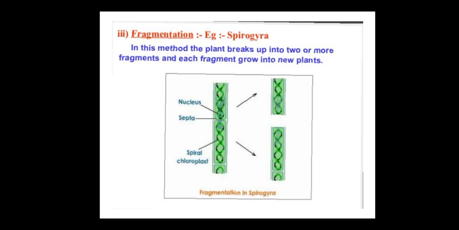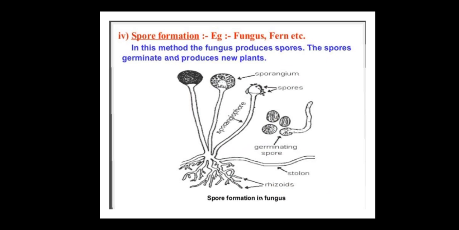So this is called fragmentation. Now what is spore formation? In this method, the fungus produces spores, and the spore germinates and produces a new plant. So this is called spore formation.